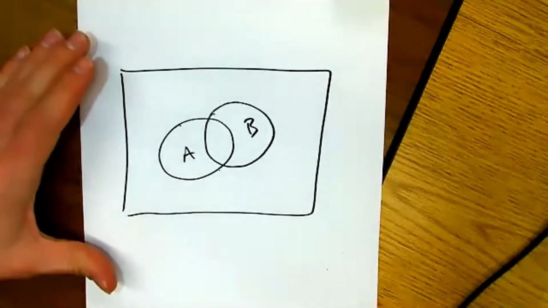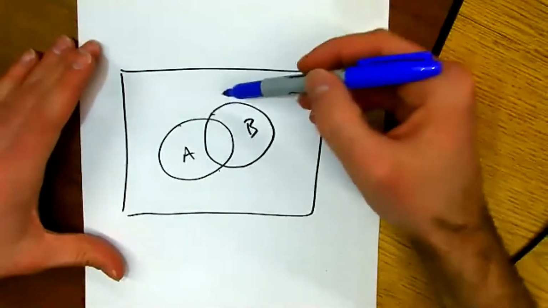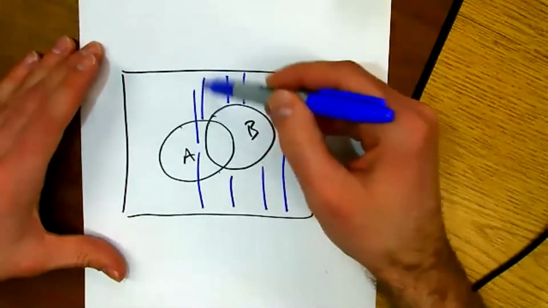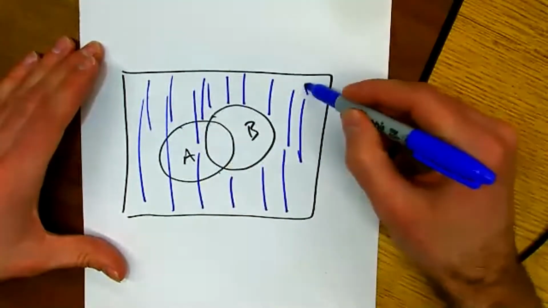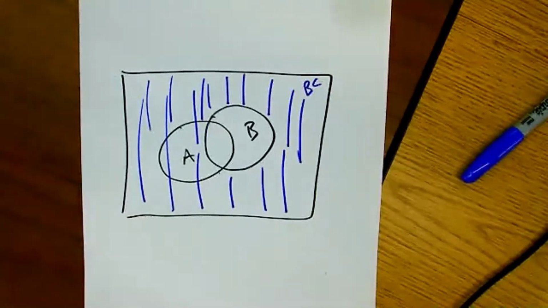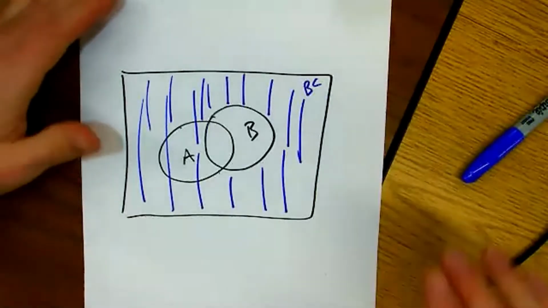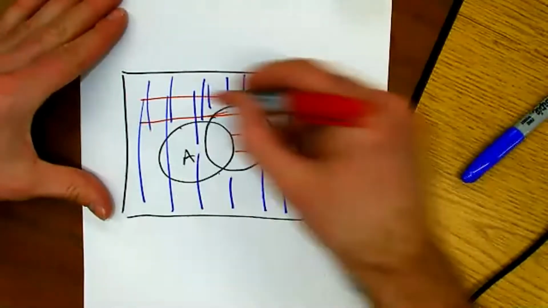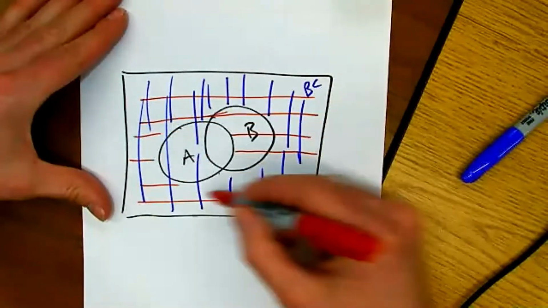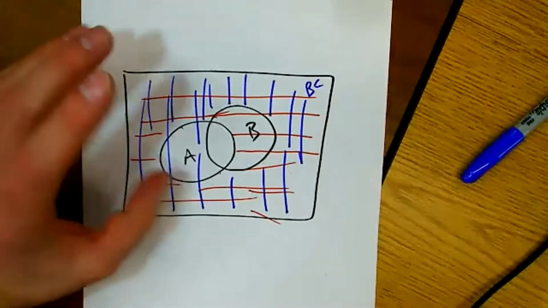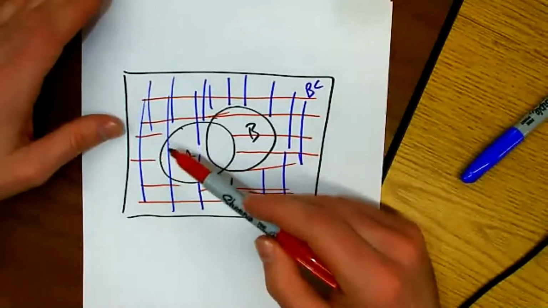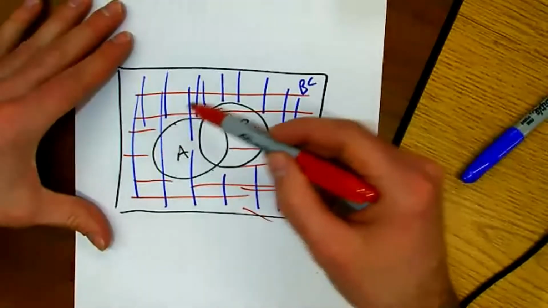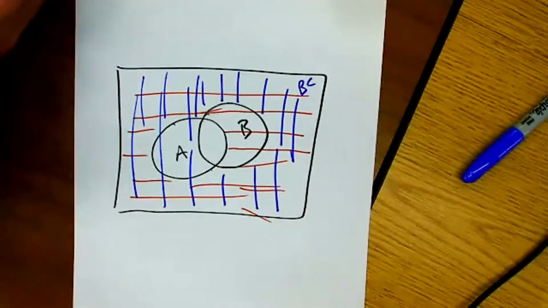Remember, before we did a very similar thing. Let's say I wanted to look at B complement. So I draw my vertical lines, everything that's not in B. I then want to take A complement, everything that's not in A. So I take circle A and start drawing these red, or these horizontal lines if we don't have colors here. It might be a little hard to see, but notice the only areas in which the red and the blue shaded areas, the lines, intersect is everything outside of the union.